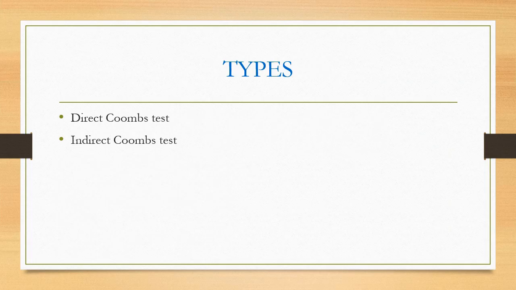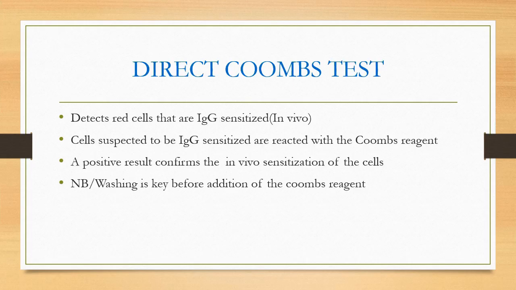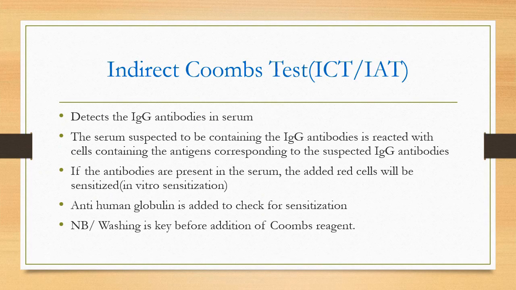There are two types, and we have said the first one is direct Coombs test, and the second one is the indirect Coombs test. Direct Coombs test detects those antibodies that are sensitized in vivo. So the suspected red cells are washed and the Coombs reagent added, and then the sensitization is checked. When you add the Coombs reagent, agglutination will be a positive test, and lack of agglutination will be a negative test. As we have said, washing is very key before you add the anti-human globulin, because if you don't wash, you're going to come up with false positive results.